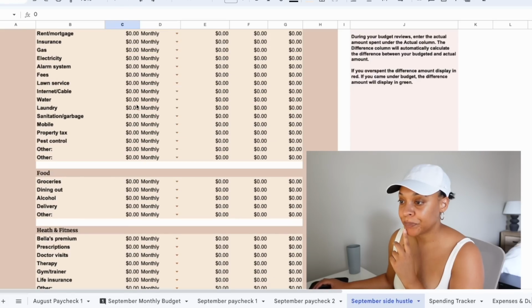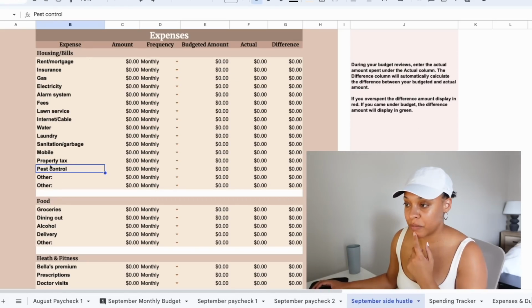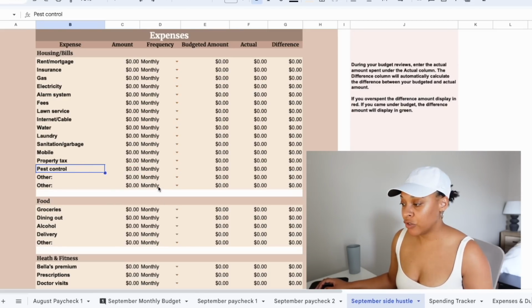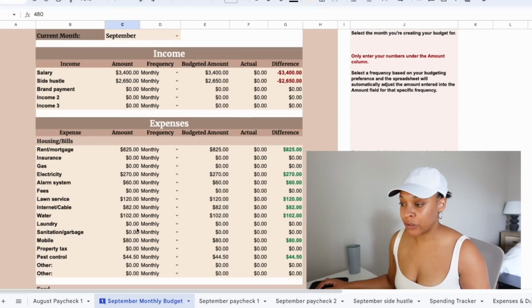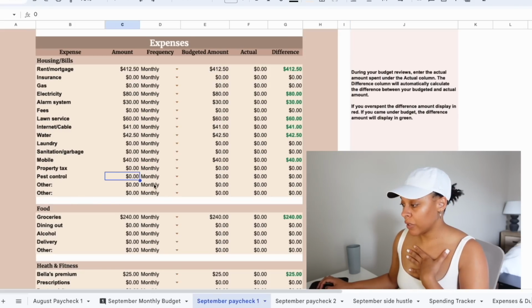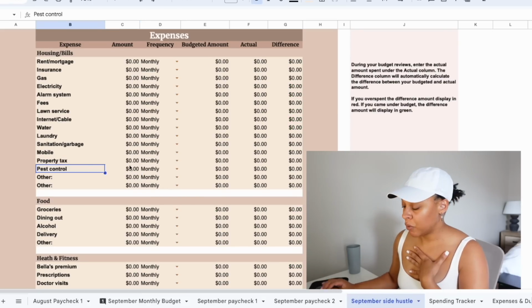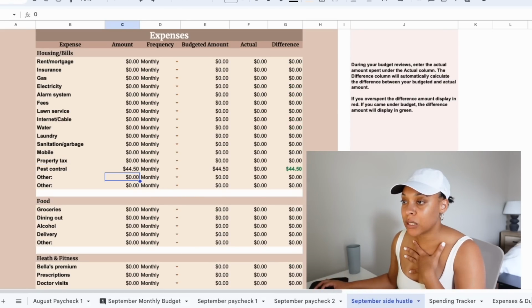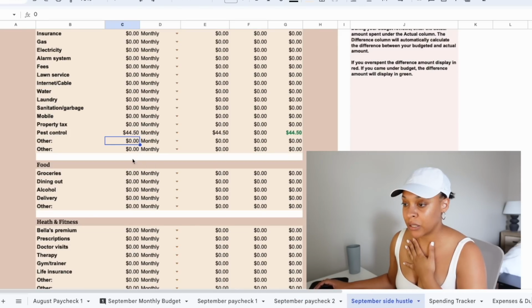Let's see. This is a new expense for me because I didn't have pest control before. It's $89 quarterly, so I need to budget $44.50 a month. I don't believe that I put that. No, I did not pull that from my 9 to 5. So I'm going to pull that from the side hustle income. So $44.50. I don't think any of this I needed.